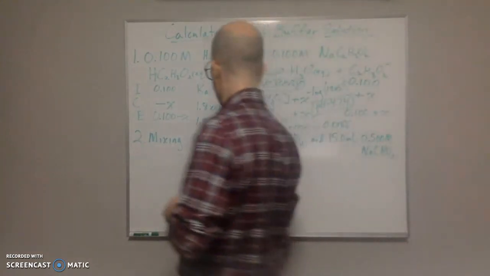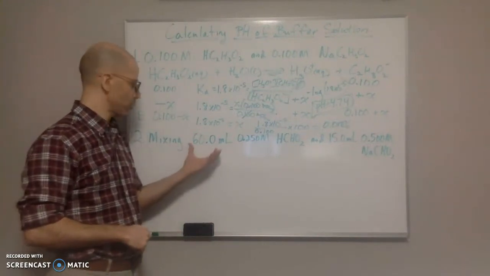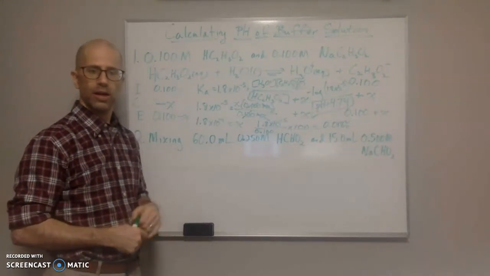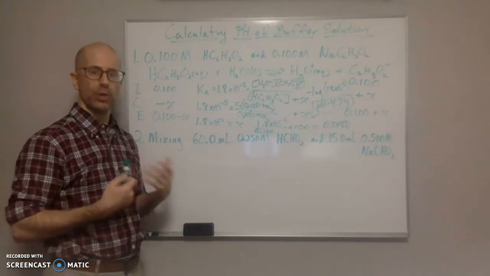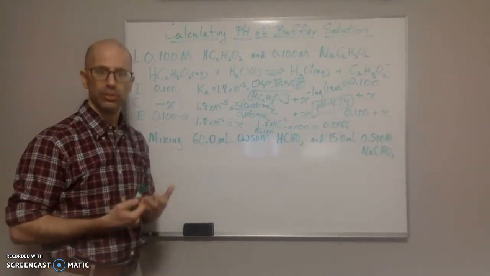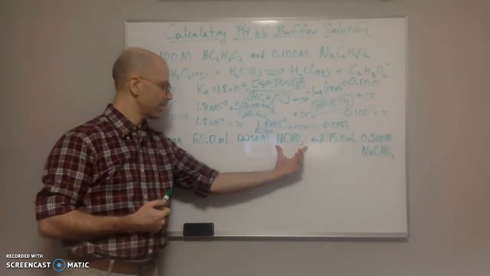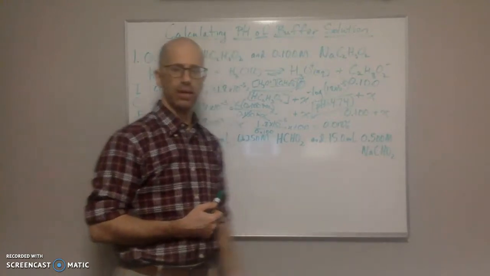Now, what if instead of giving you concentrations, they give you volumes and concentrations of two different solutions and you mix them together? Well, in that case, you're going to have to recalculate what the concentrations are for each species. So you're going to have to recalculate the concentration of this species, the acid, and its conjugate base.